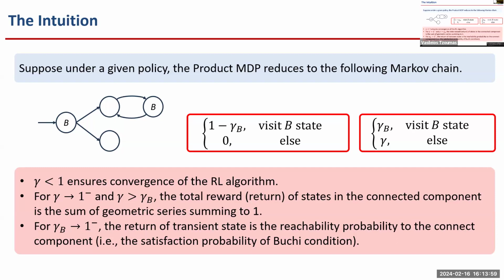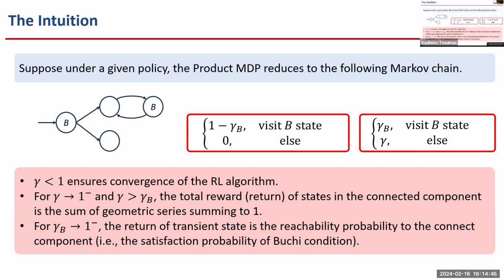And if you are starting from a transient state, the total return you will collect will be the reward you got from the transient B state plus the probability of finally reaching a connected component that contains B. If you really want that value to be equal to the reachability probability to any component, you want to downplay the importance of these transient Bs. That is why you need to have gamma B converge to 1.